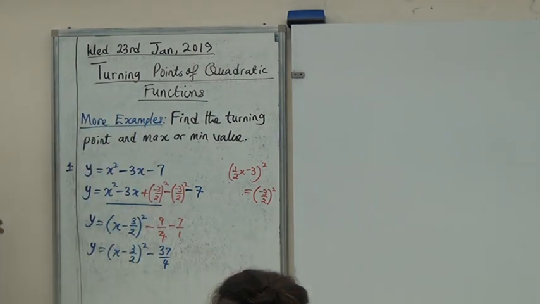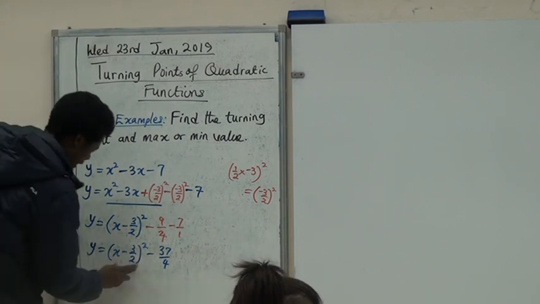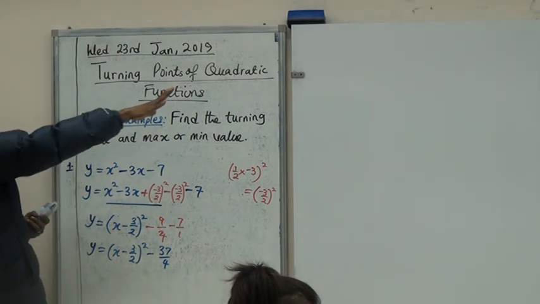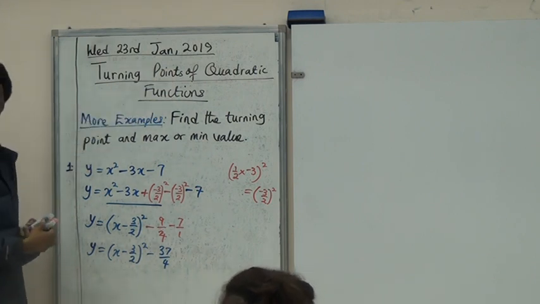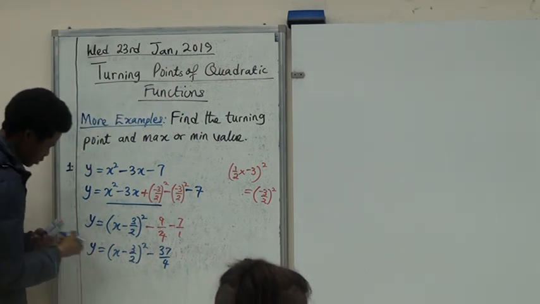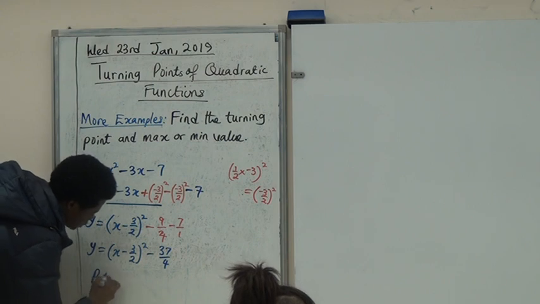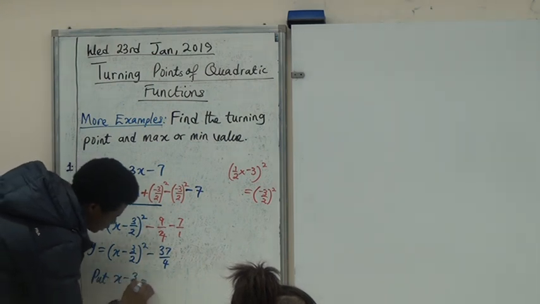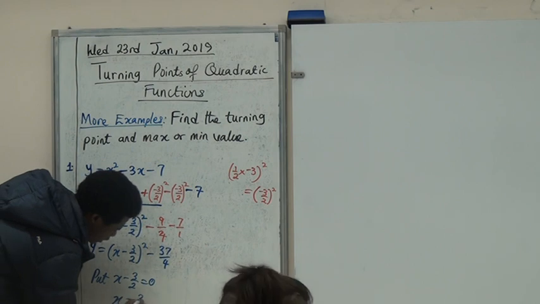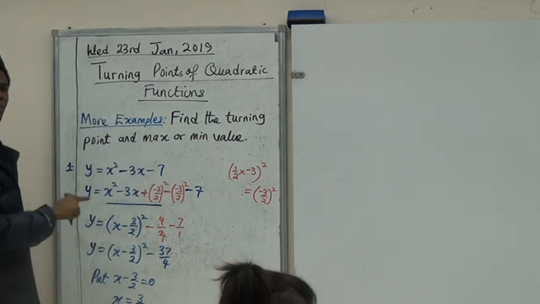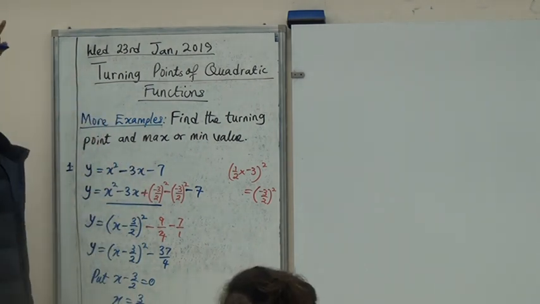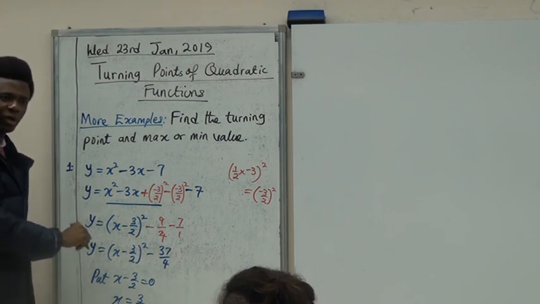Does that make sense? Once we express that, what does the next step tell us? Look at your book, please. Equate x minus 3 over 2 to 0, and that's what I've tried to explain. So we put the bracket equal to 0, and that gives x equal to 3 over 2. This is the point where it turns. This is the x value at the turning point.